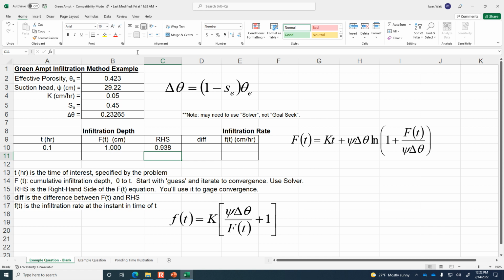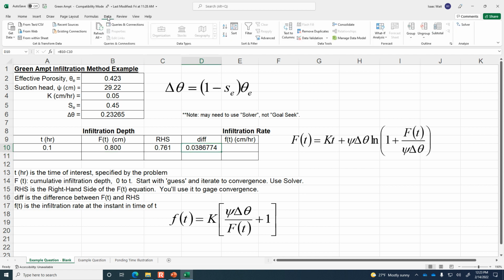Okay. So my left-hand side of the equation is 1. The right-hand side of the equation is 0.938. So the difference between the two is just this one minus that one. And my goal is I want the difference to be 0. That's how I know that I've got the correct F sub t. So I have to change my guess here, the left-hand side of the equation guess, until the difference is 0. So for instance, if I said 0.9, my difference is smaller. If I say 0.8, my difference is smaller.